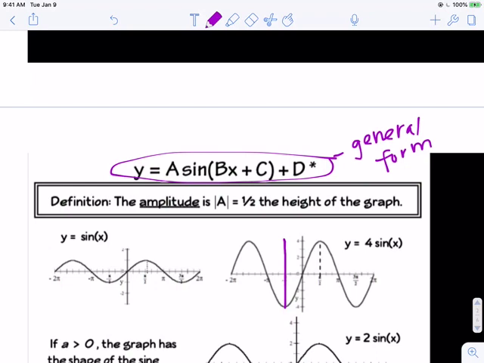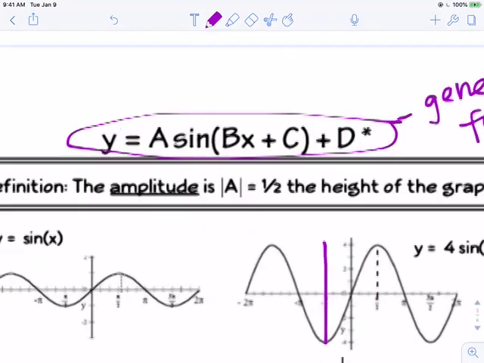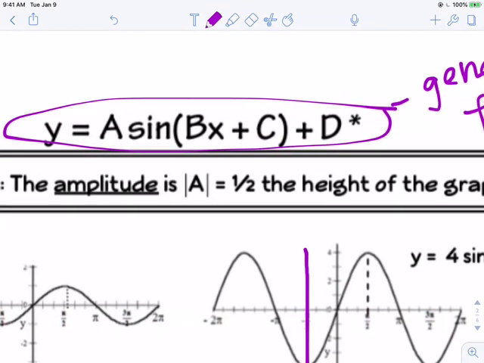Now this example isn't on here, but what if I just gave you data points? How would I find this? Well, here's how. You should probably write this down, Aiden. So if you take the max value plus the minimum value, and I divide it by 2, let's see what that would give me.